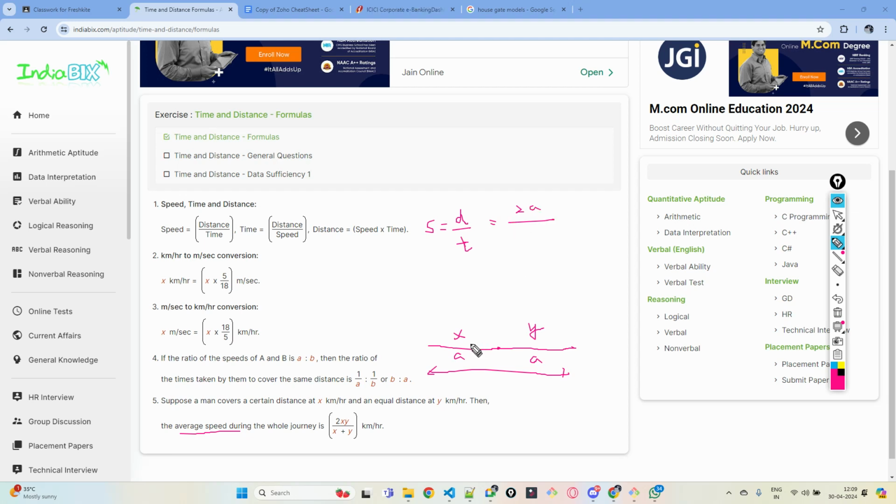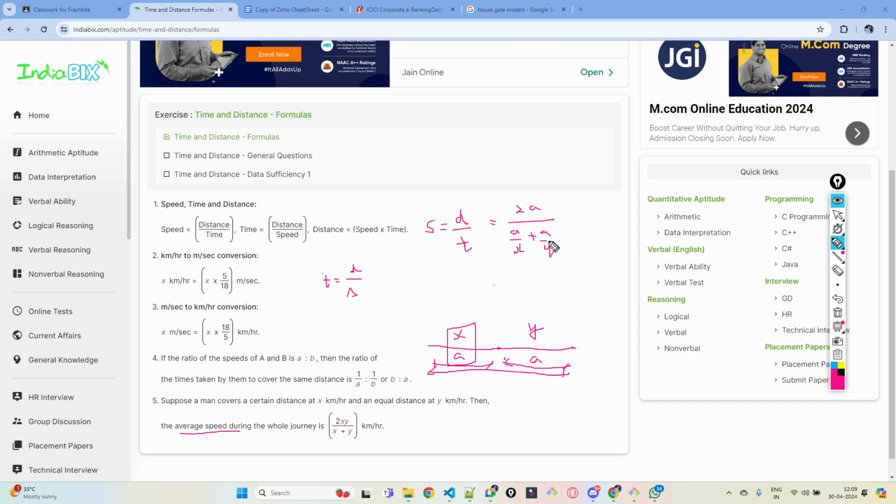Now, what is the total time taken? Speed is distance by time, so time will be distance by speed. What is the distance here, and what is the time taken? It will be distance by speed, which is a by x, plus the time taken here, which will be a by y.